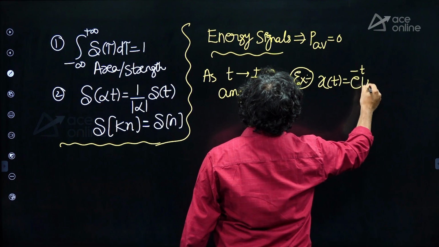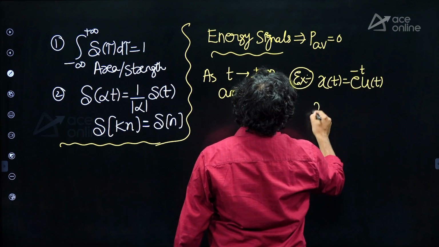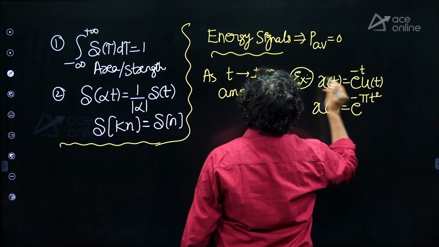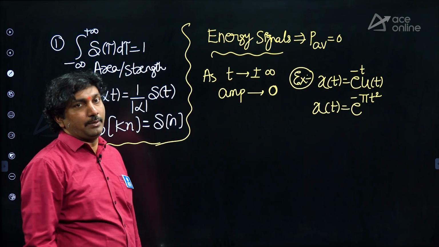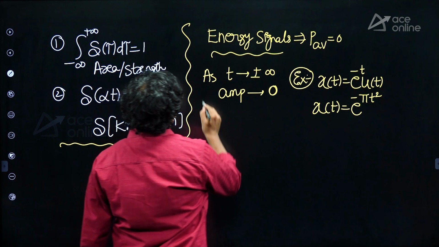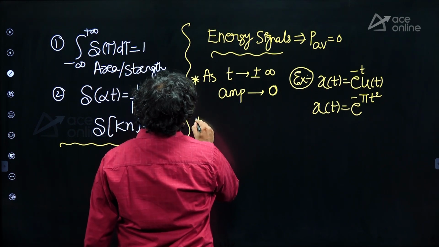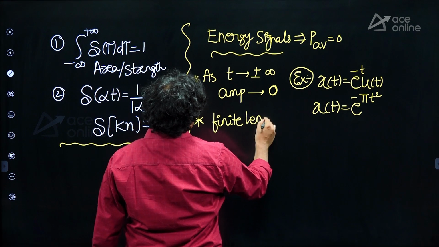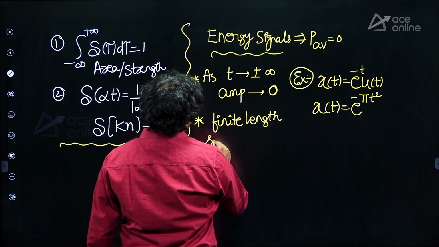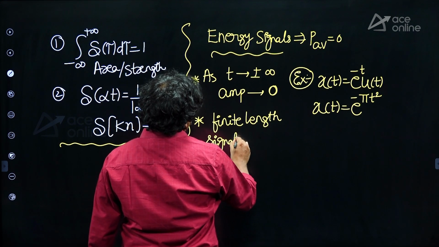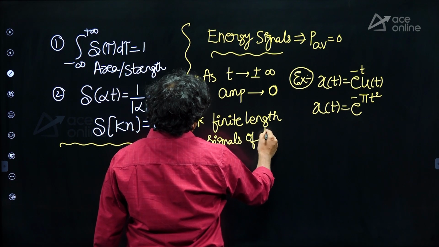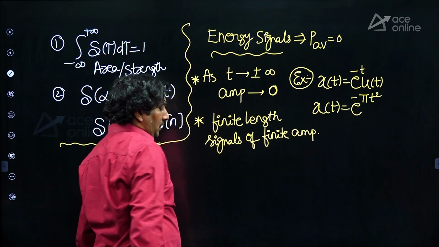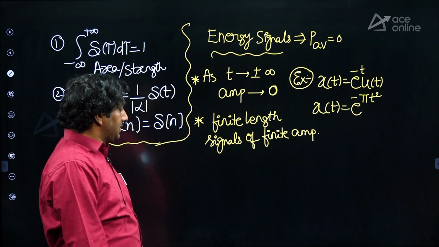Examples are a decaying exponential or a Gaussian function, which obey this property: as t tends to plus or minus infinity, the amplitude tends to 0. That is one possibility. Another possibility: finite length signals of finite amplitude are also treated as energy signals.